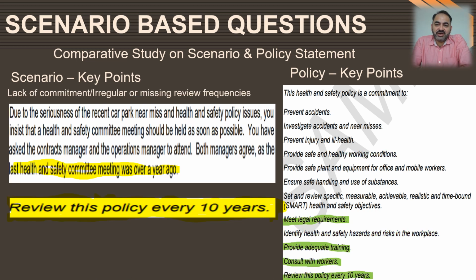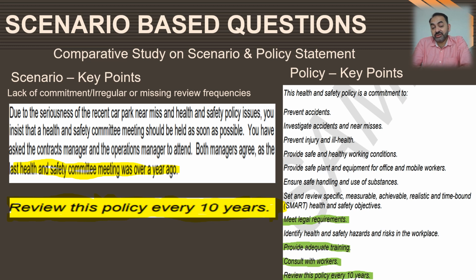Friends, looking at this last part of our comparative study on scenario and policy statement, again, it is clearly mentioned here that the last health and safety committee meeting was over a year ago, which is a poor consultation arrangement, I would say, because within the organization they have mentioned clearly that they will have a consultation with workers. However, a consultation frequency of over a year shows management commitment is very weak towards health and safety, and they are not frequently discussing the risks, hazards and problems associated with people with regards to health and safety. So they are not at all taking any arrangement in this.